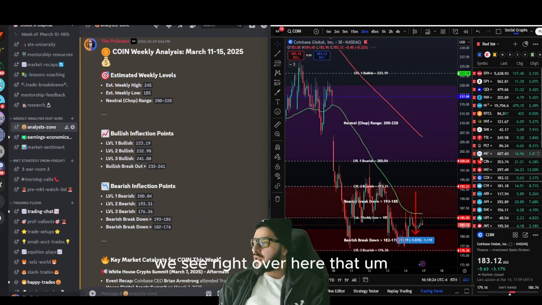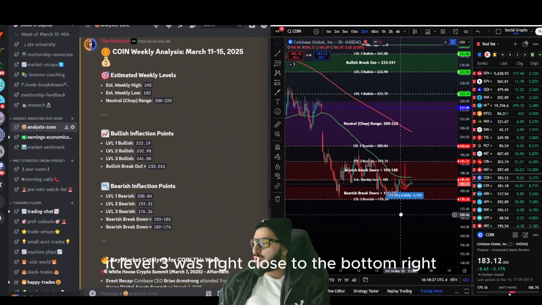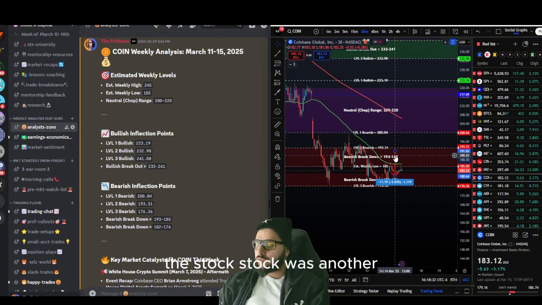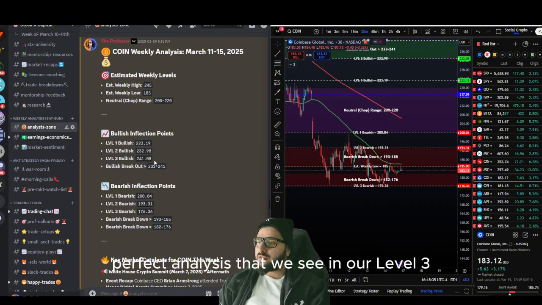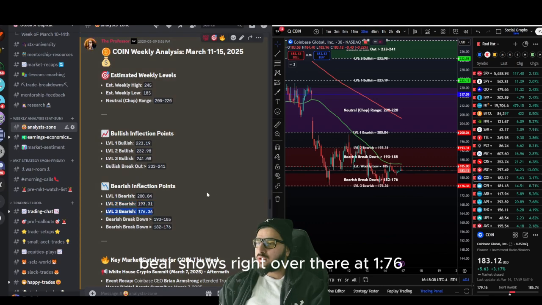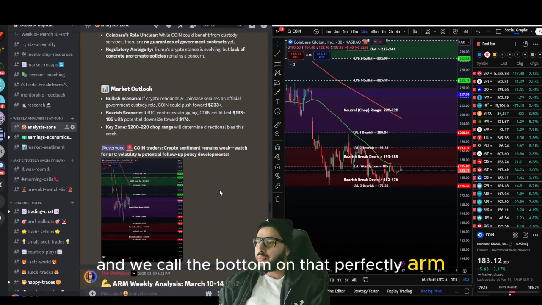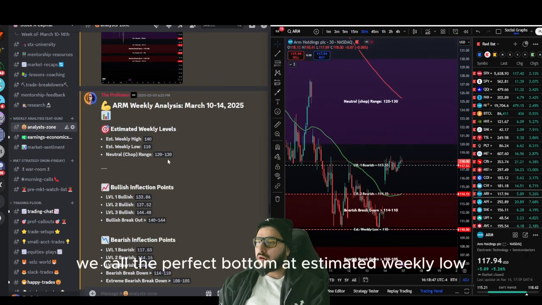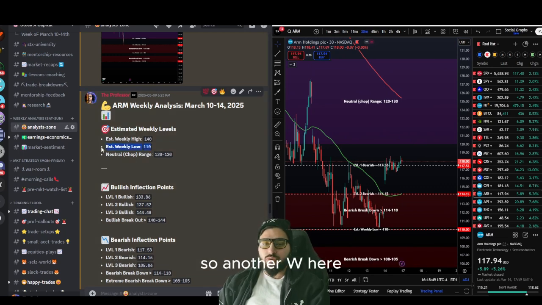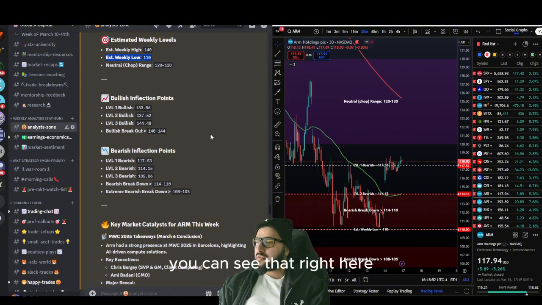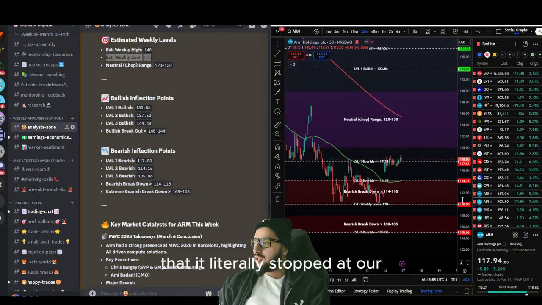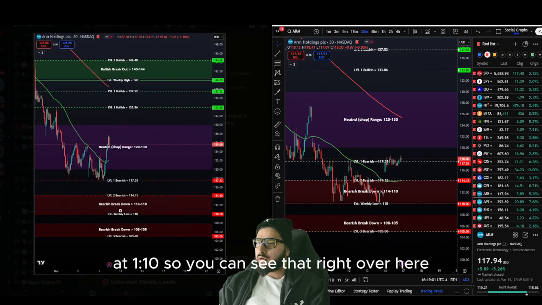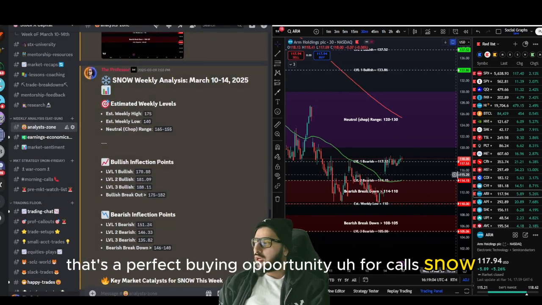Coin, we see right over here that level 3 was right close to the bottom, just right over there, and this stock was another perfect analysis that we see. Our level 3 bearish was right over there at 176, and we called the bottom on that perfectly. ARM, when we look at ARM over here, we see that we called a perfect bottom at the estimated weekly low, so another W here. You can see that it stopped at our estimated weekly low on ARM at 110. That's a perfect buying opportunity for calls.